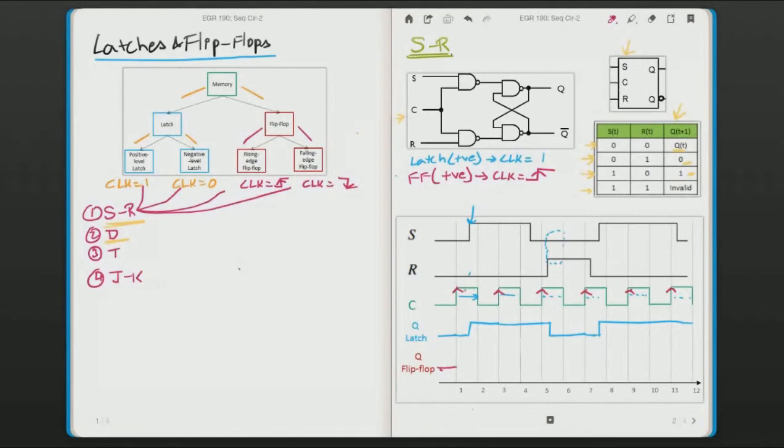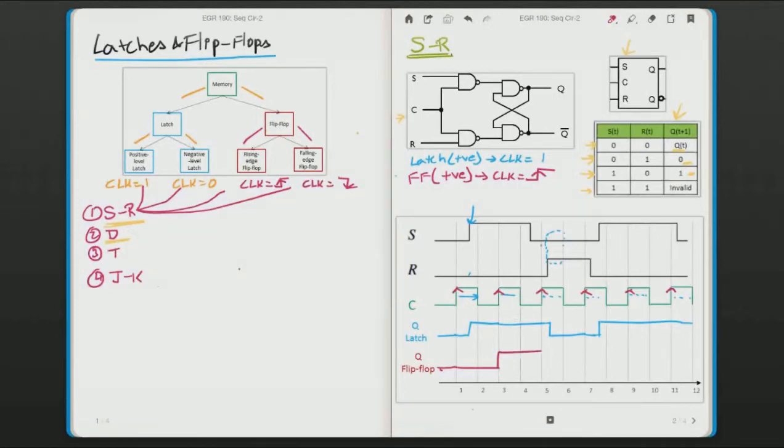Let's look here. At time 1, when my clock is changing from 0 to 1, what is my S and R? 0, 0. So 0, 0 output says the previous value, right? So we retain the previous value till the next edge. We come down here. Now at time 3, what is my S and R? S is 1, R is 0. So 1, 0, output would be 1. So output changes to 1, remains there till the next stage.